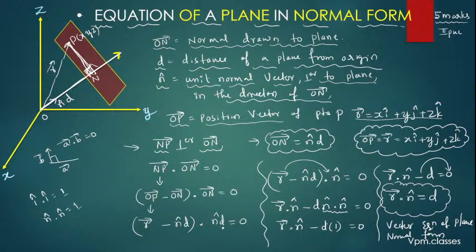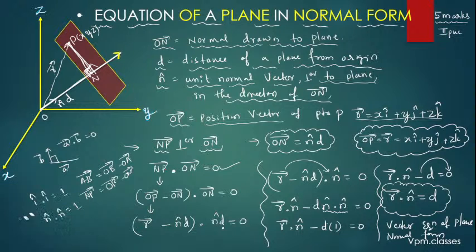We know that ON is perpendicular to NP, because NP is a vector on the plane and ON is perpendicular to the plane, so both are perpendicular here. If two vectors are perpendicular, then their dot product is absolutely equal to 0, because we have learned this concept in vector algebra. And we can write NP by using the triangle law. NP is simply OP minus ON. Remember, if you write AB vector, you can write it as OB minus OA. So similarly you can write NP as OP minus ON.